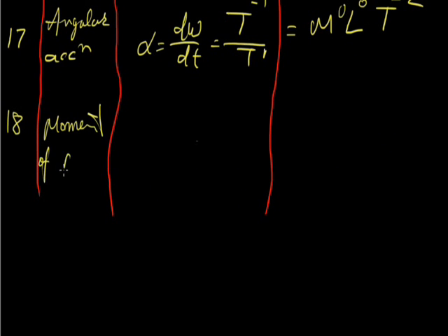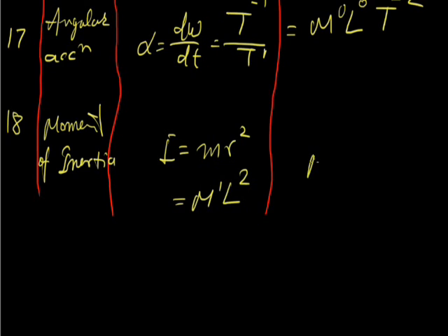Moment of inertia, I is equal to mr square. It is equal to M1 L2. So M1 L2 T0 is the dimension of moment of inertia.